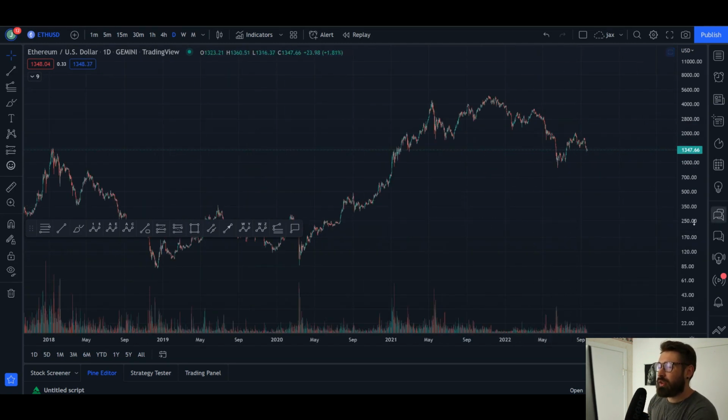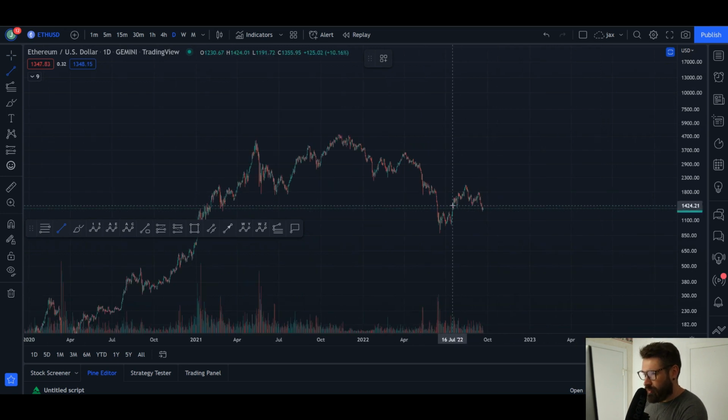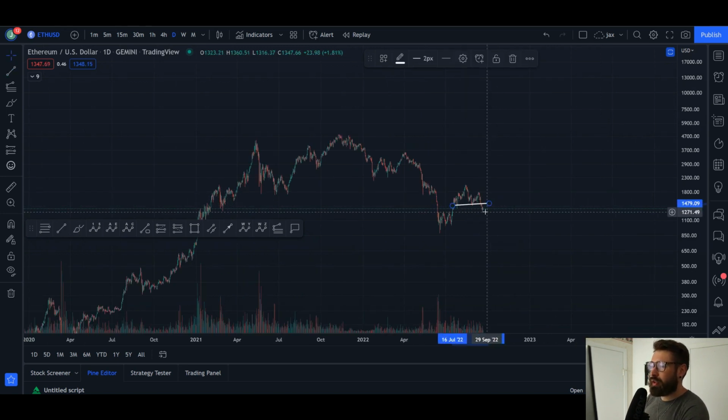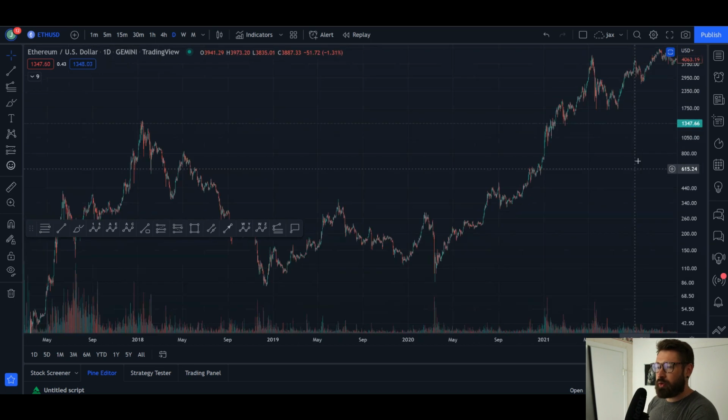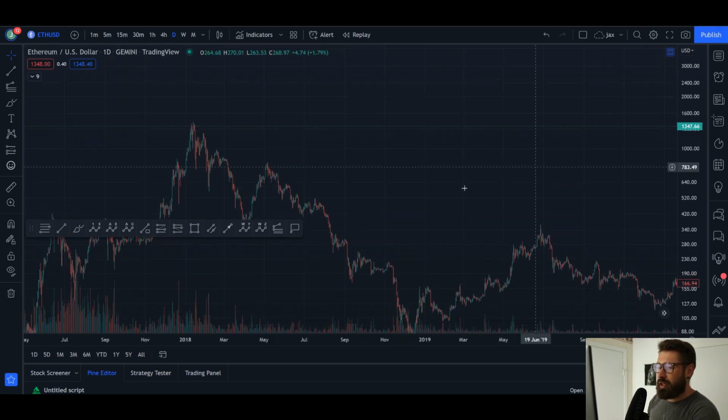So what I want to show you guys here, I posted this in my Discord community, is this head and shoulders pattern. We've broken the neckline. Head and shoulders, inverse head and shoulders. Two most successful patterns to reach their target, especially in a bear market.